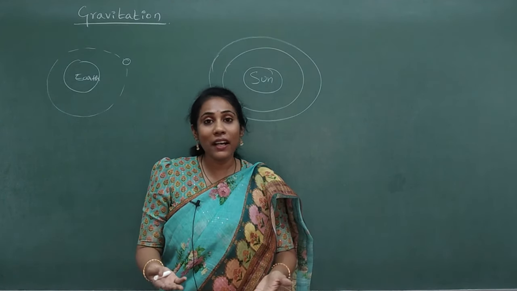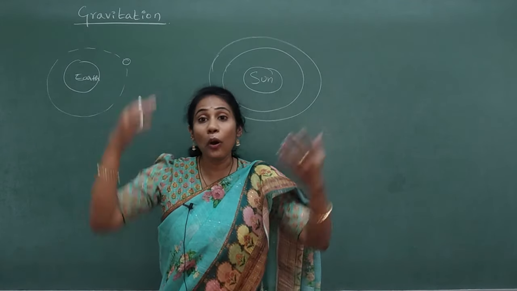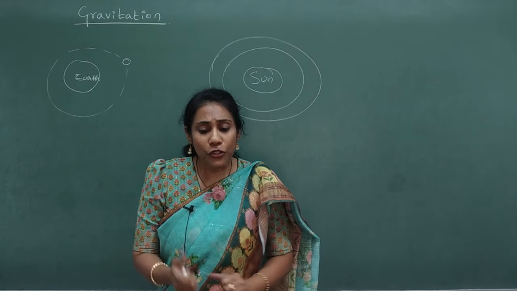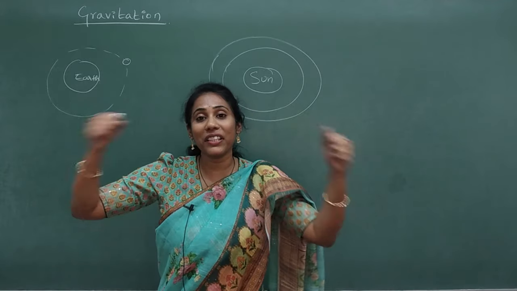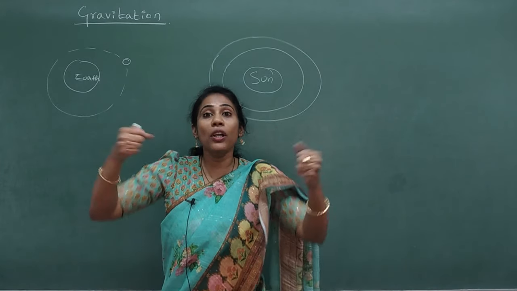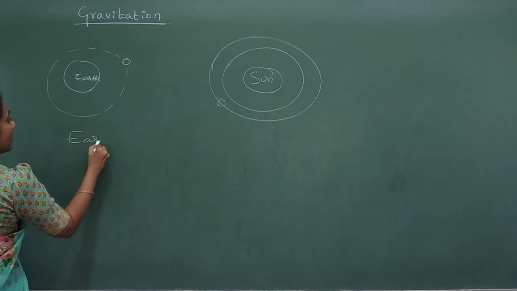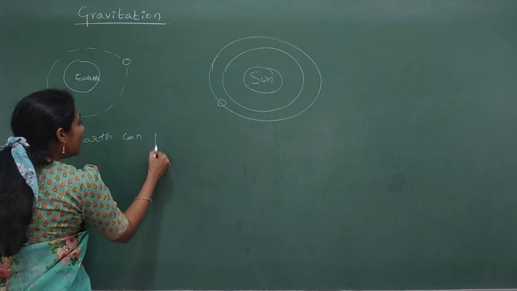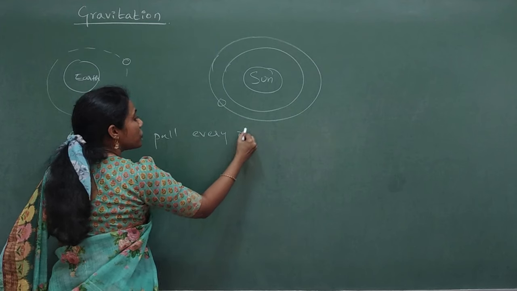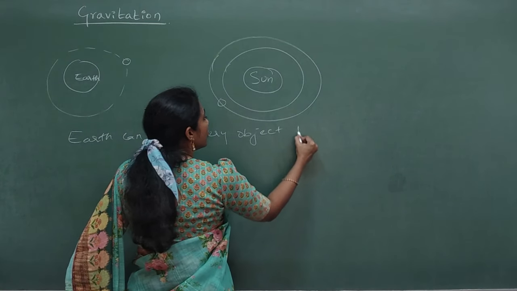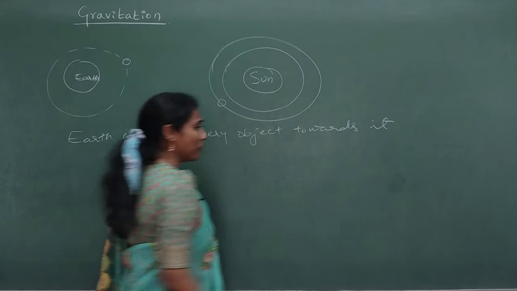And you have observed, right? The chalk piece falls on earth when I throw it from up. A ball falls on earth. So this earth has that attractive ability. It can attract everything on it. Earth can pull every object towards it. This sentence is very important: Earth can pull every object towards it. Okay, right? So how does it pull?